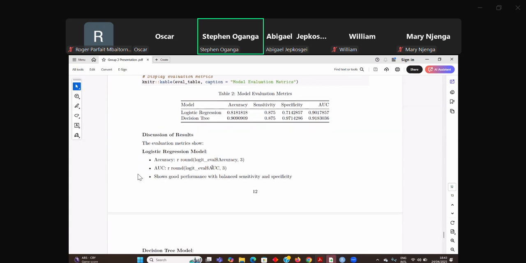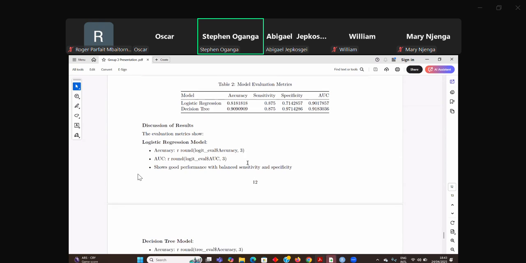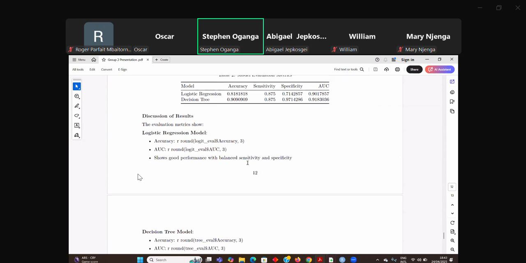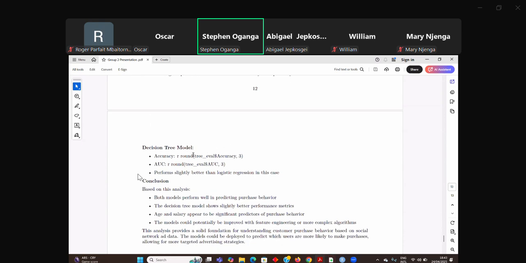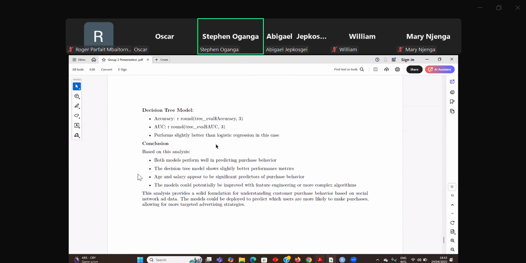The evaluation metrics showed that for the logistic regression model, accuracy was... I think the code that we used shows good performance with balanced sensitivity and specificity. This is shown here. It's 0.875 for both logistic regression and decision tree. For decision tree, it performed slightly better than logistic regression in this case.